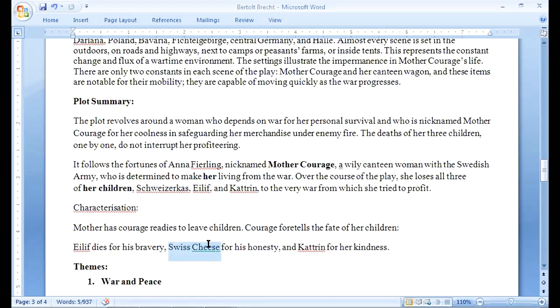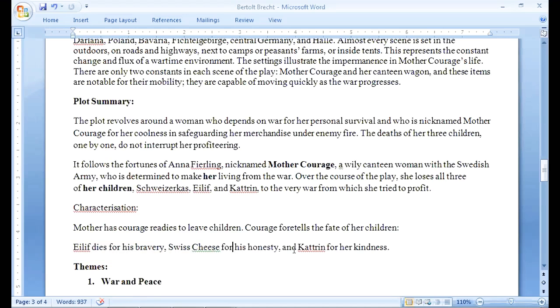Second, Swiss Cheese. This is the English translation of this name. Schweizerkas's translation into English is Swiss Cheese. For his honesty, he is an honest man, and Eilif is a brave man. Both join the army, and they get murdered by the enemies. You can say they work as patriots for the nation, they fight for the nation.